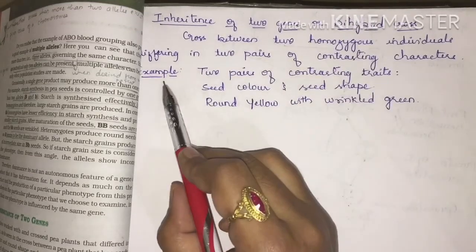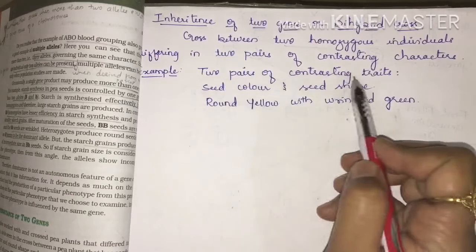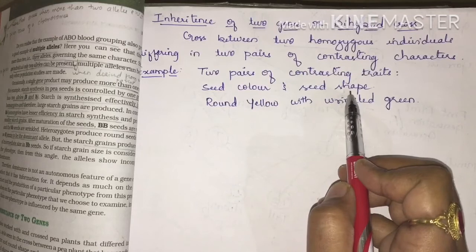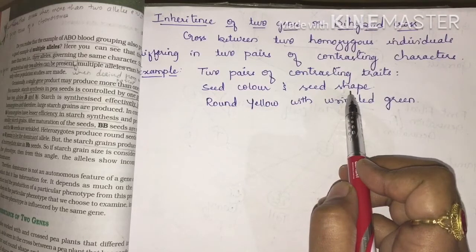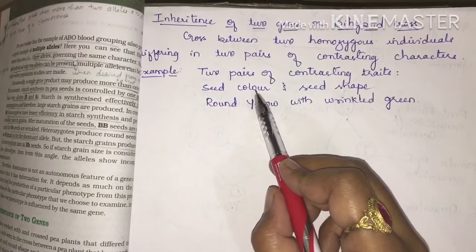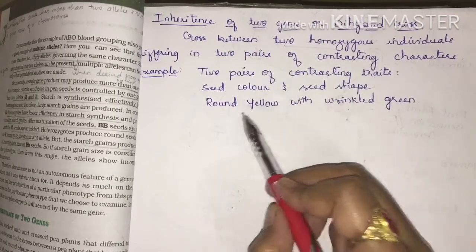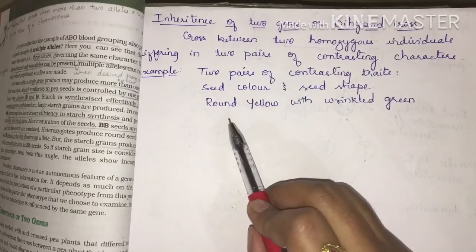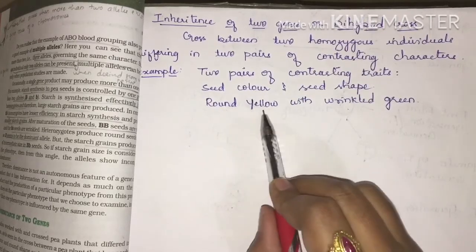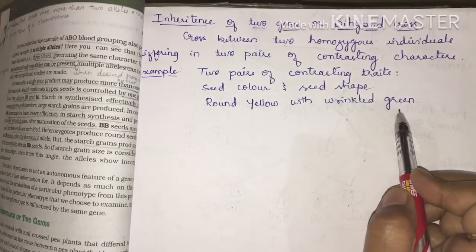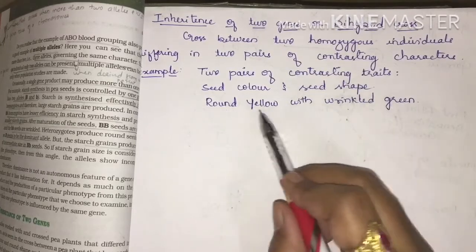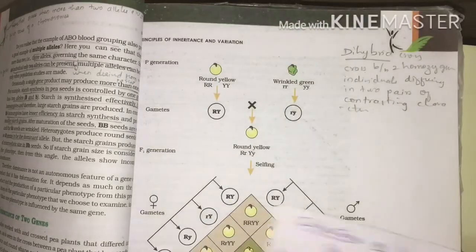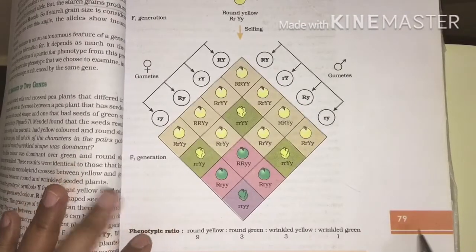The example chosen by Mendel is two pairs of contrasting traits: one was seed color and another was seed shape. If you remember the 7 contrasting characters, seed color was yellow and green, and seed shape was round and wrinkled. So there are two contrasting characters which he has chosen: round seed with yellow color, and wrinkled seed with green color. This was the example he used for explaining dihybrid cross. You have this on page number 79 in your textbook.